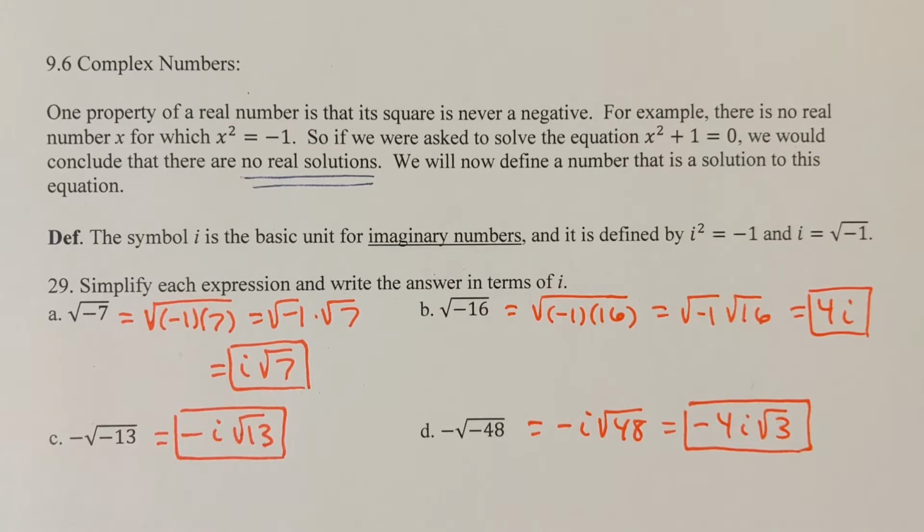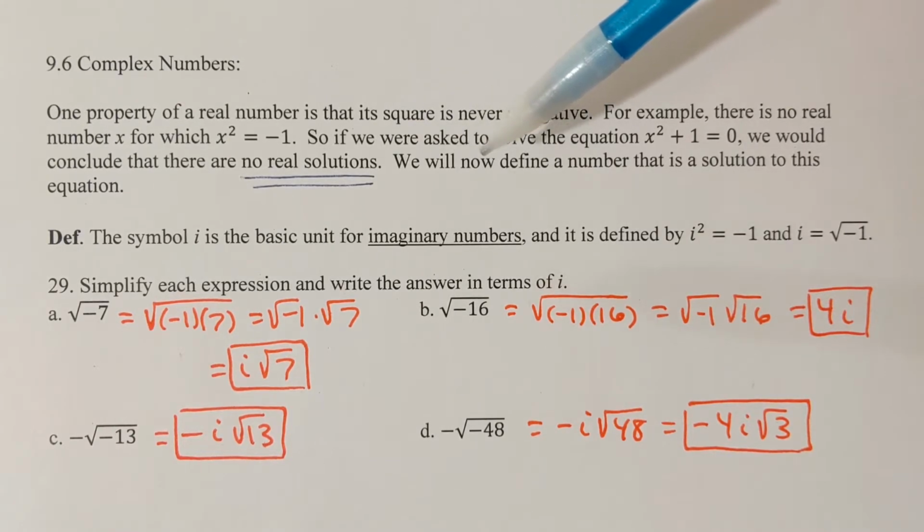One property of a real number is that its square is never negative. For example, there is no real number x such that you can square x and get -1 or any negative. So if we were asked to solve the equation x squared plus 1 equals 0, there would be no real solutions to that. Okay, and that would be just what we'd write down.